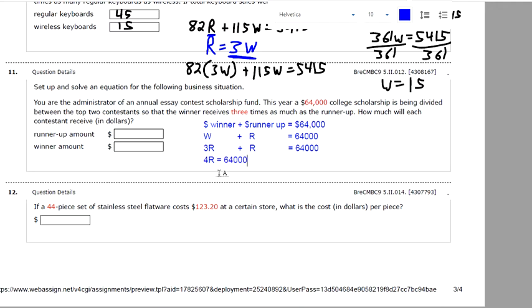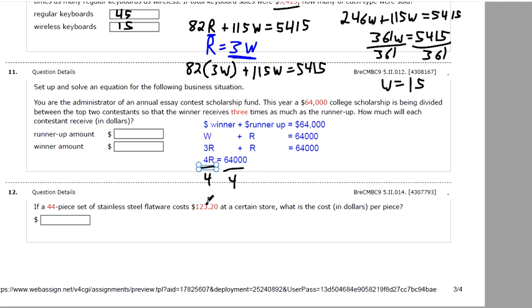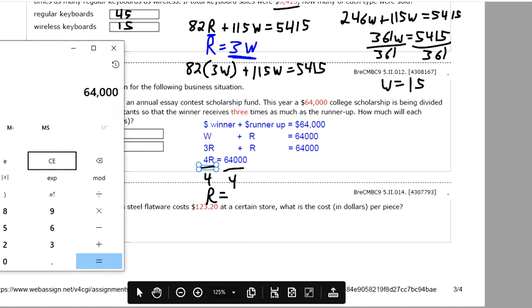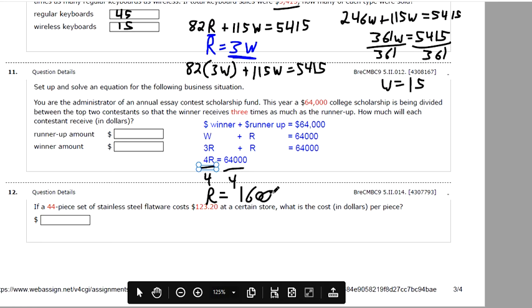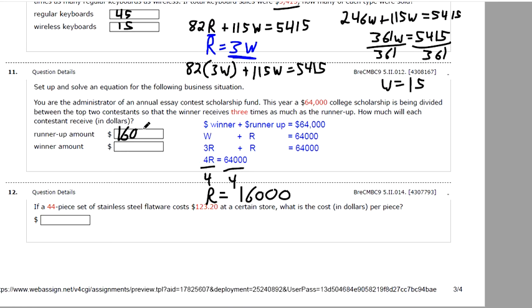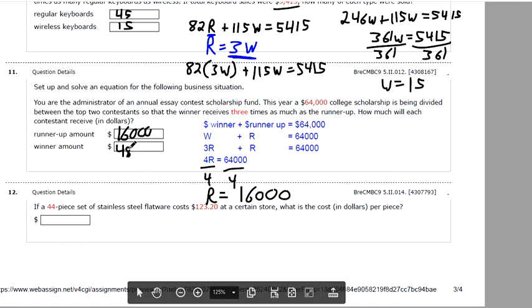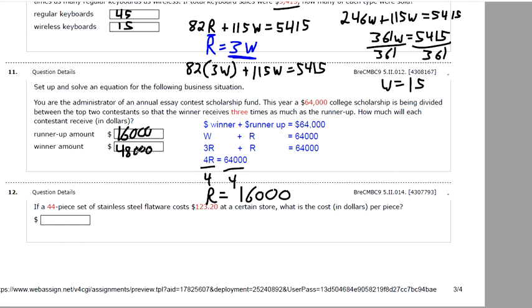And in order to get R by itself there, we just divide both sides by 4. So the amount of money the runner-up gets is $16,000. And the amount the winner gets, they said, was 3 times the amount the runner-up gets. So just multiply that by 3. So $48,000 for the winner. And that makes sense because if you add those together, it makes $64,000.